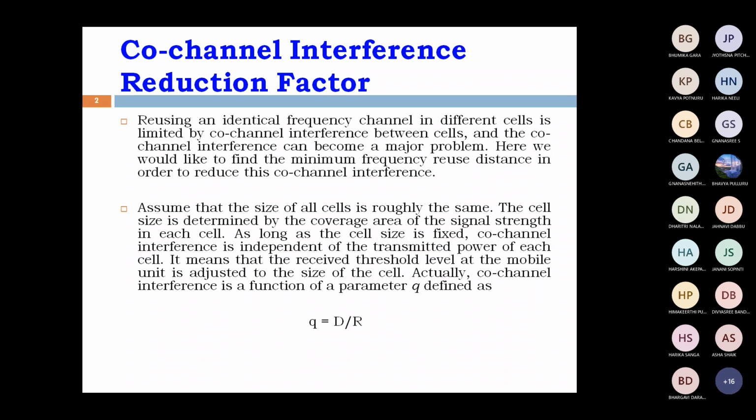not adjacent cells. Right? When two cells have the same identical frequency, the two cells are called co-channels. Reusing the same frequency between cells is called co-channels. Suppose interference is present between those two cells, it is called the co-channel interference. Co-channel interference. How does interference occur here?